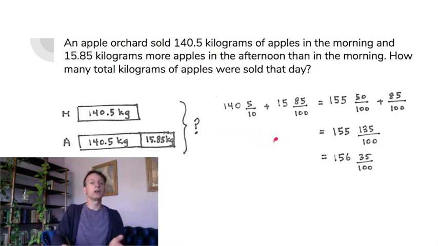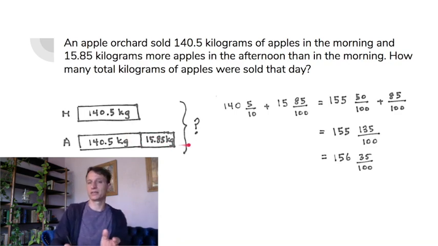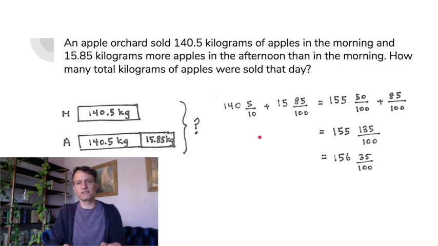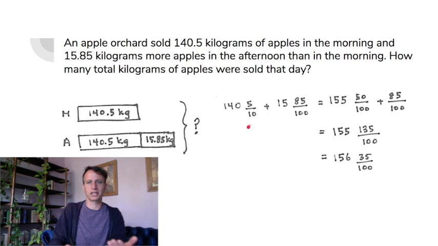And by the way, another way to do this example would be to add the two 140.5s together first, and then tack this on, which actually I think might have been a little bit easier, but why do things the easy way? All right, so 156 and 35 hundredths plus 140 5/10.